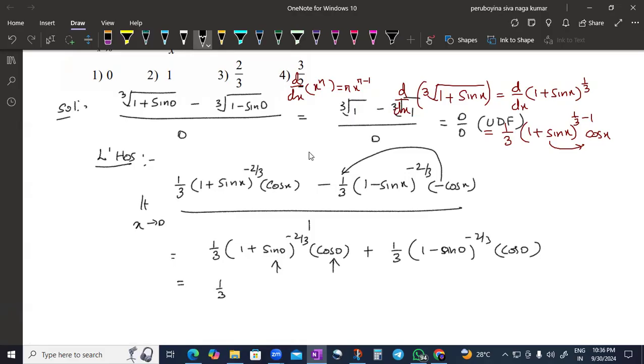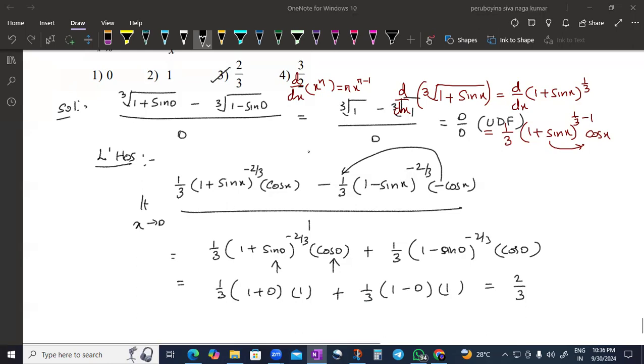So therefore, 1 by 3 of 1 plus 0, power anything is 1 only, plus 1 by 3 of 1 minus 0, and cos 0 is 1. So 1 by 3 plus 1 by 3, of course, how much is it? 2 by 3. So option 3 is correct.